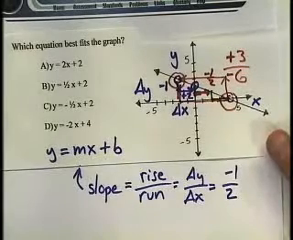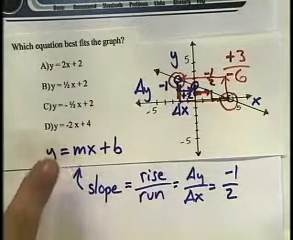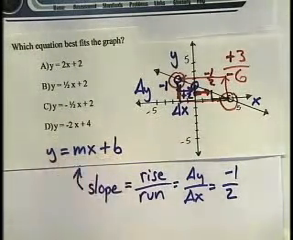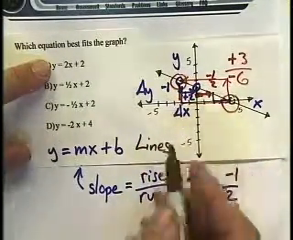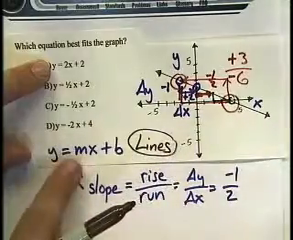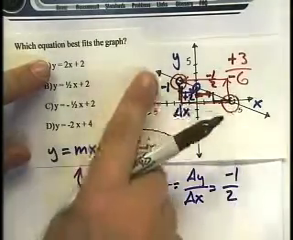Exactly. And this only works for lines. Oh, okay. This is a very specific formula to know for lines. This wouldn't work for a parabola or a circle or all kinds of different shapes you might run into. But for lines, they have a constant slope. Slope is always the same. So that's nice to know.